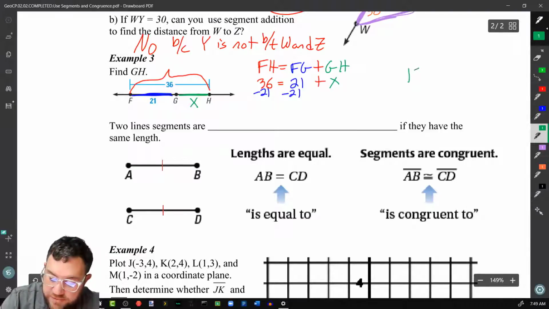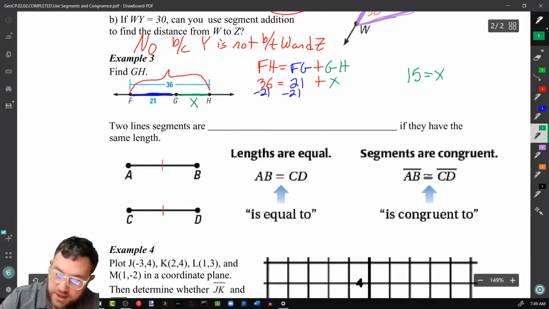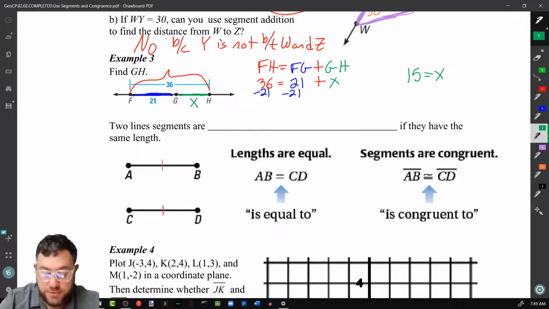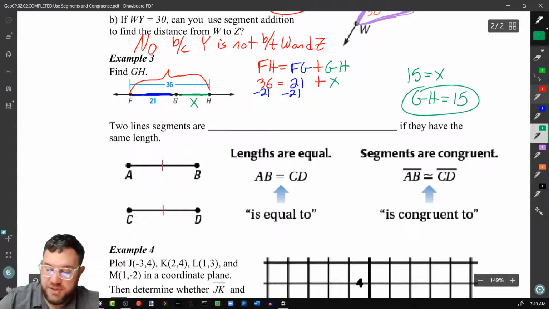So 15 equals x. So we wouldn't write it like that. That is true, but we created the x. What we would do is write the length of GH equals 15.